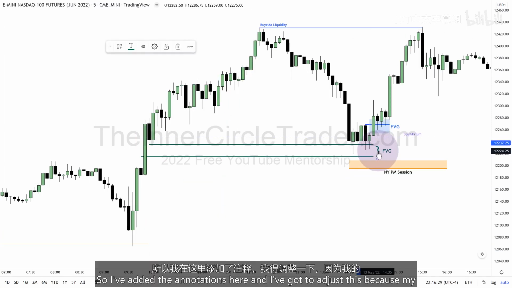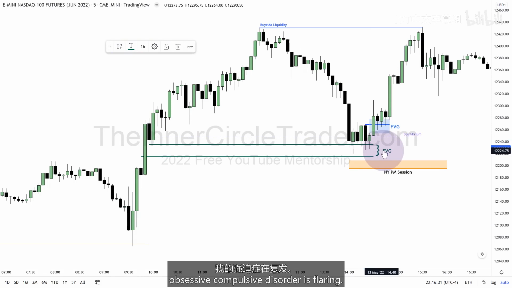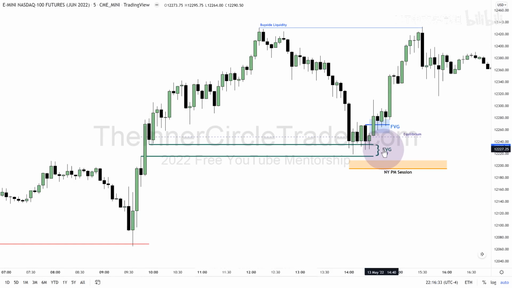All right, so I've added the annotations here. I got to adjust this because my obsessive compulsive disorder is flaring. It's like a spider sense, folks.